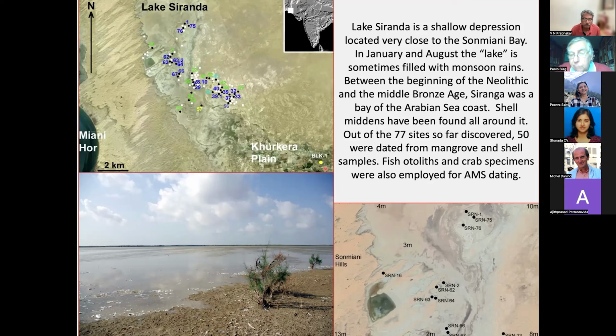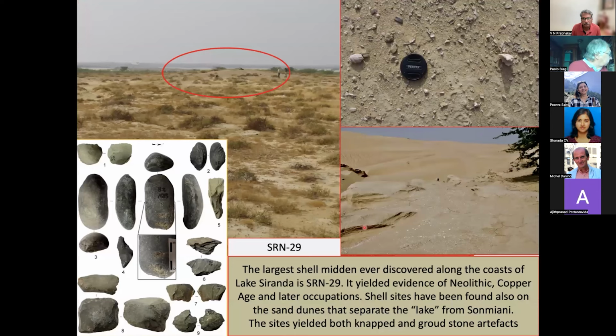And here you have an idea of the location of some of the sites which we found. This is number one, the first we found. Here the altitude is 10 meters, and here are the Sonmiani Hills, and so on. So here is 4 meters, 3 meters. You see the difference between the terraces around it and the landscape in which we found the shell middens and so on. Next one.